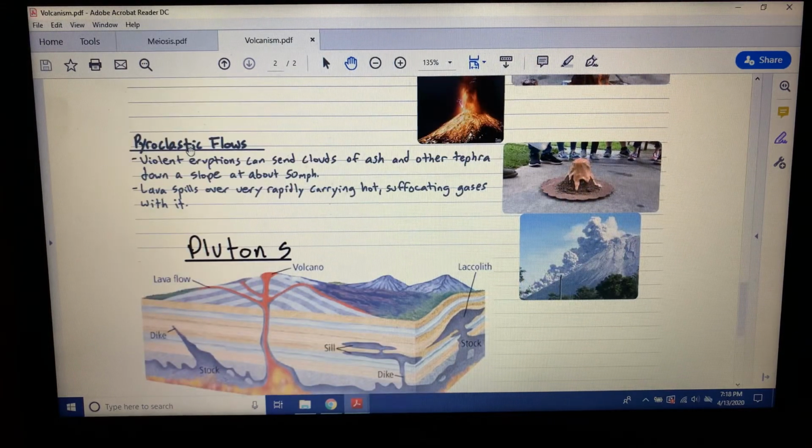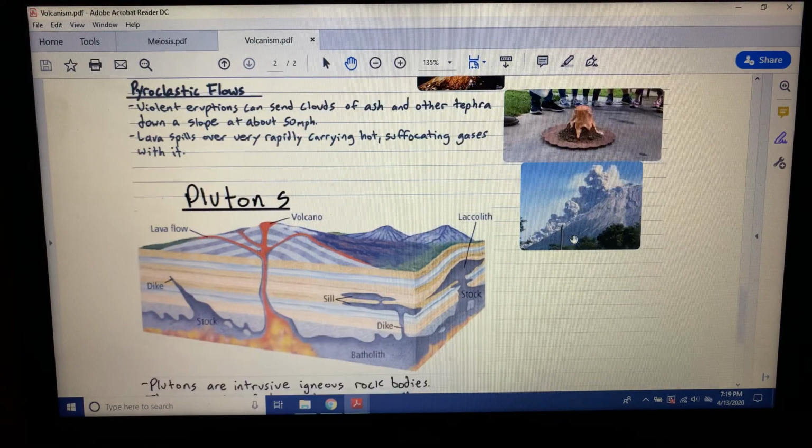With pyroclastic flows, violent eruptions, when I say violent, it's not going to be throwing materials, but it'll send out clouds of ash and other tephra down a slope at about 50 miles an hour, which you don't want to be on the side of while it happens. 50 miles an hour isn't super fast, but it's faster than most people can get down a mountain, so you want to be wary of going near active volcanoes. Lava spills out over rapidly, carrying hot, suffocating gases with it. And so there is lava underneath those hot, suffocating gases.